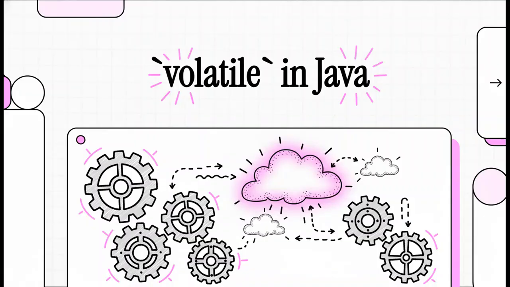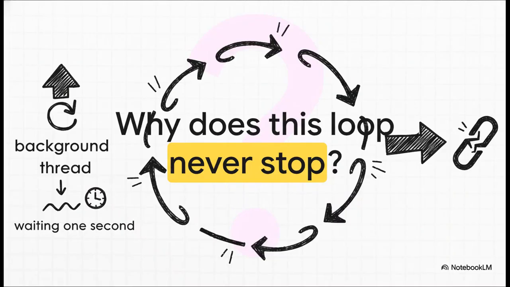All right, let's dive straight into a classic concurrency puzzle, one that trips up even really experienced Java developers. We're going to unravel the whole mystery of the volatile keyword. And trust me, by the end of this, you'll get not just what it does, but why it's so incredibly important. So take a look at this code.